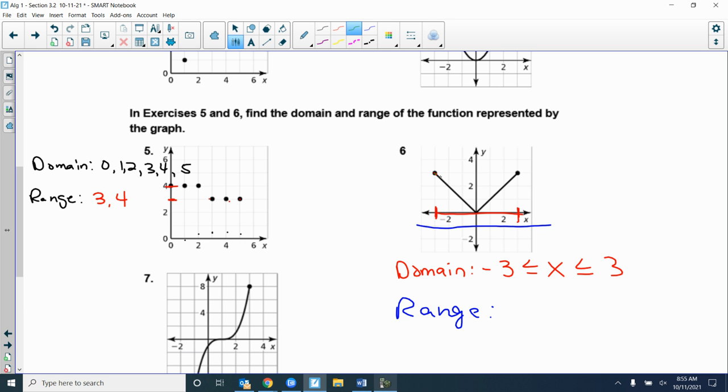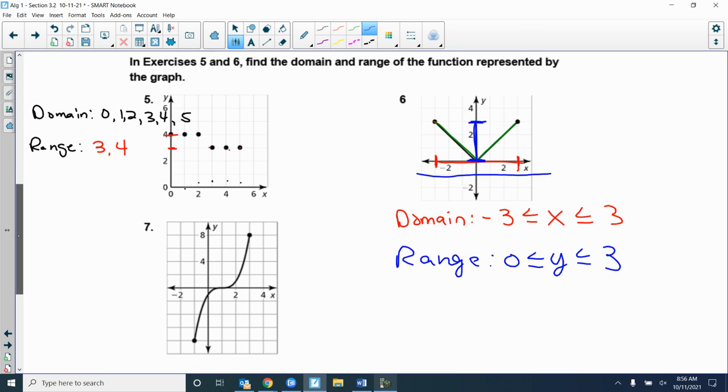Here's what I see. This is the graph, right? I see it stopping right there and going back up. 0. So that would be the lowest y value it hits, right there. What's the highest y value it hits? 3. It hits everything in between. So now, how do I write that as an inequality? Start with the smallest number, which you said was 0. It does hit at 0. So you'd say 0 is less than or equal to y is less than or equal to 3.